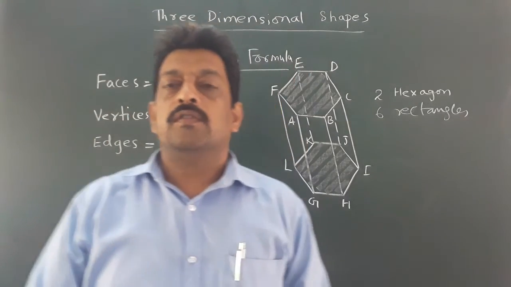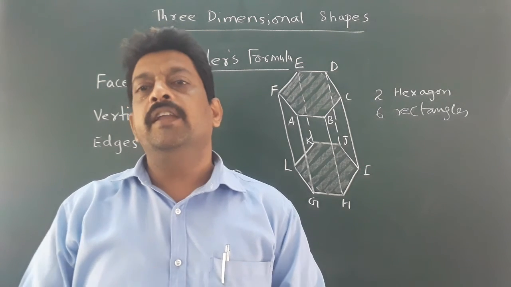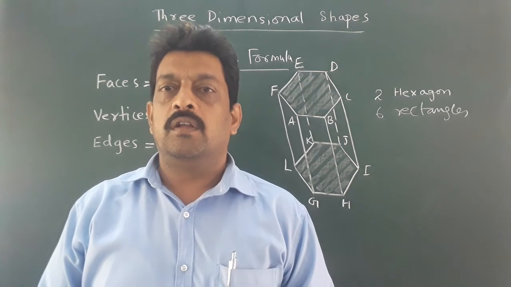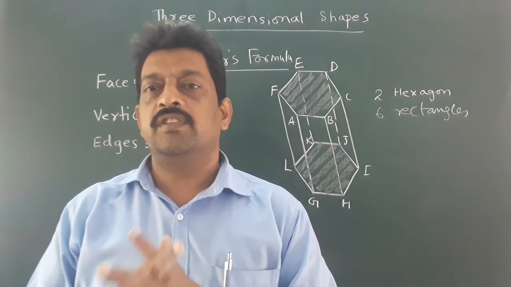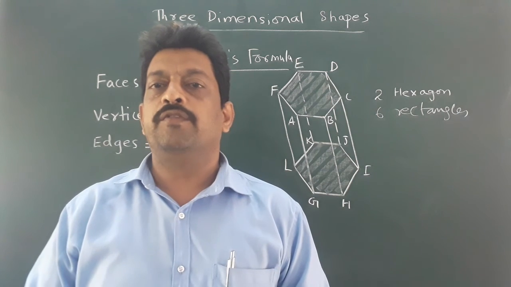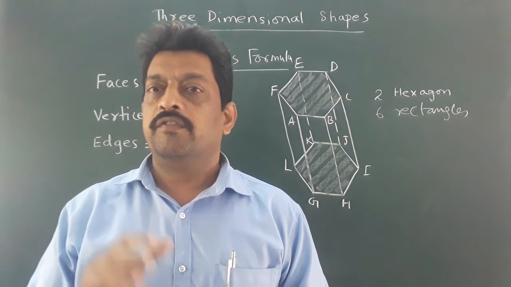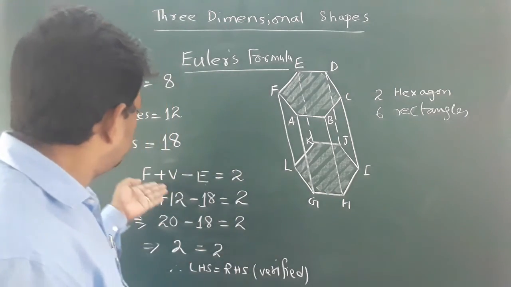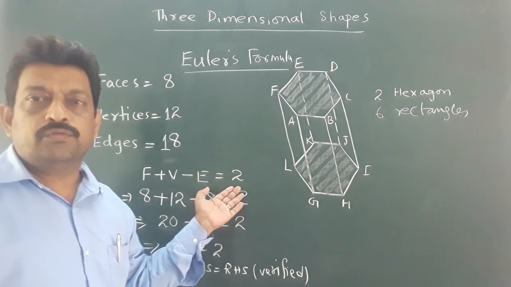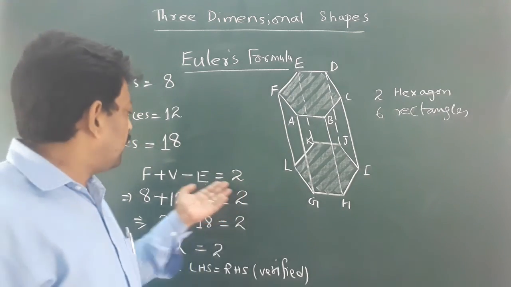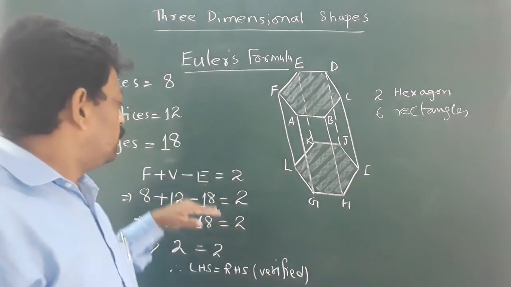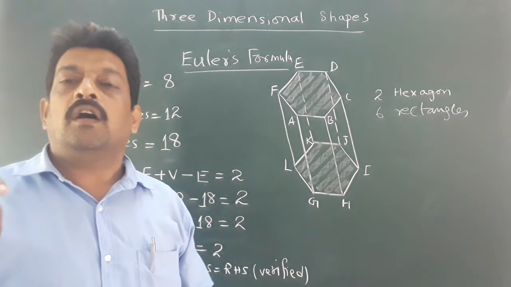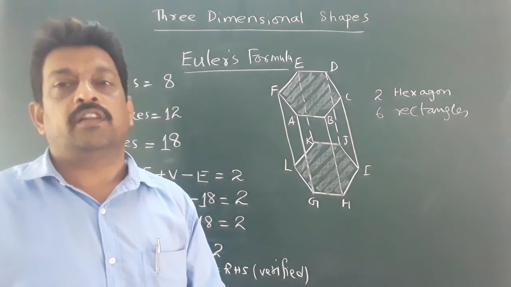Now Euler's formula is helpful in finding the number of faces, vertices or edges. Suppose the number of faces is given to you, the number of edges is given to you, and we have to find the number of vertices. Faces and edges are given, we have to find the number of vertices. So use this formula, F plus V minus E equals 2, because this is a valid relation known as Euler's formula. So use this formula, put the values which are given, then the unknown quantity will be automatically calculated.